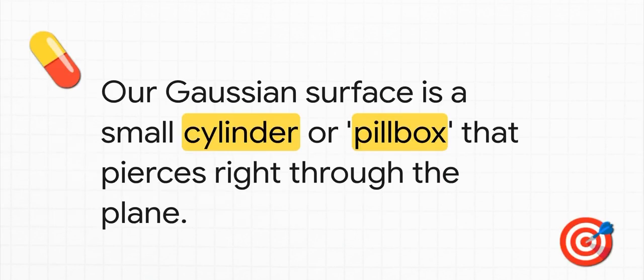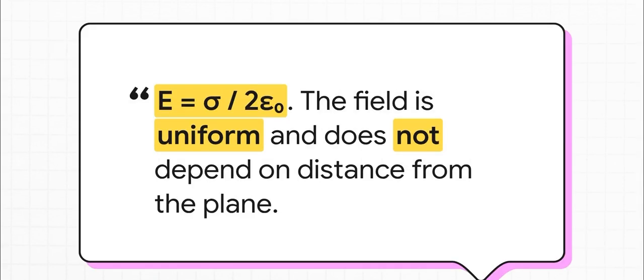To prove this, we need the right tool. This time, we use a small cylinder, what physicists often call a pillbox, and we imagine it poking right through the plane. The electric field flows straight out of the flat top and bottom of our pillbox, but it doesn't pass through the curved sides at all. And here's where it gets mind-bending.